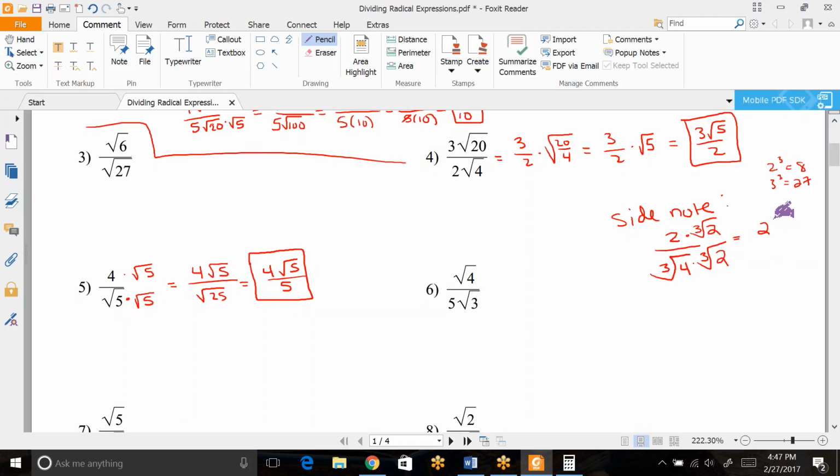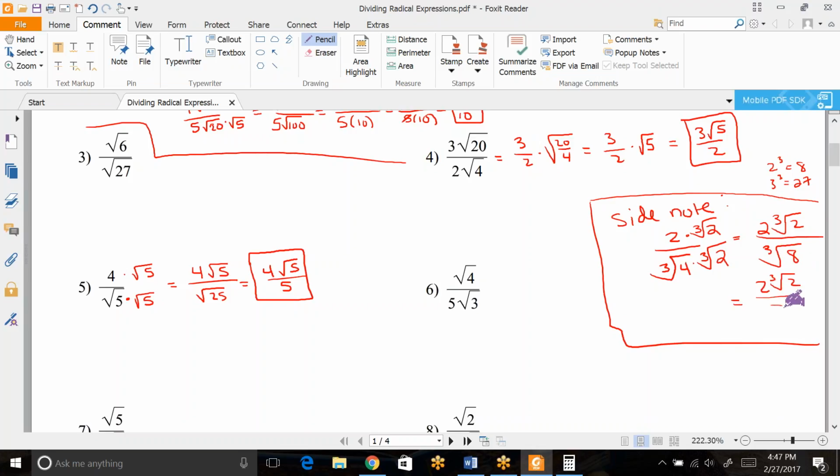So this becomes 2 on the cubed root of 2 over the cubed root of 8. And we know the cubed root of 8 is 2 on the outside, and then the 2's would cancel out. So I wanted you to see at least one where you don't have the perfect squares. So if it's perfect cubes, you can't just multiply by itself. You have to think what would make it a perfect cube.